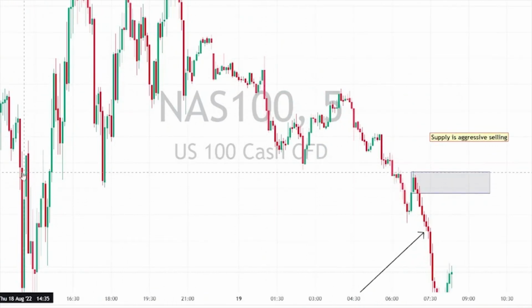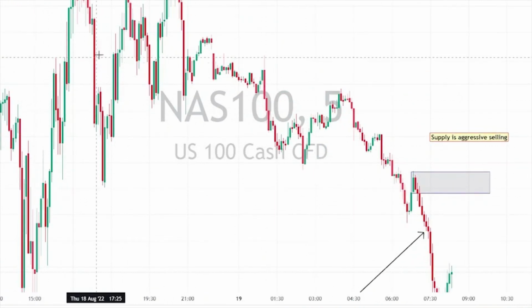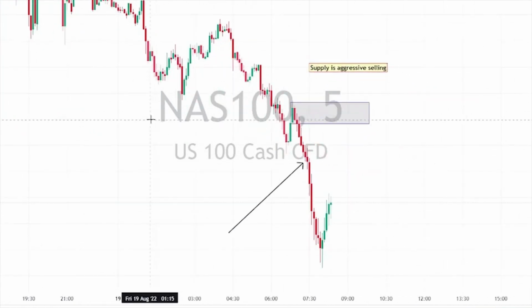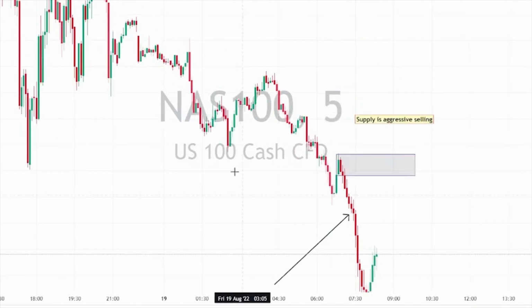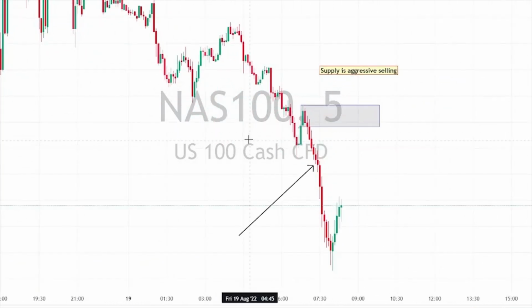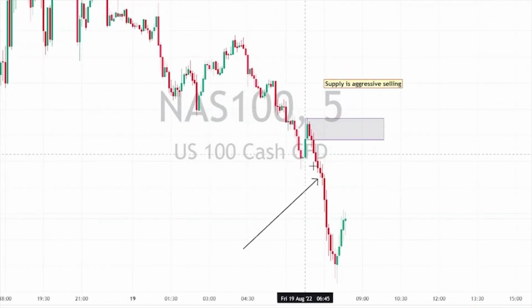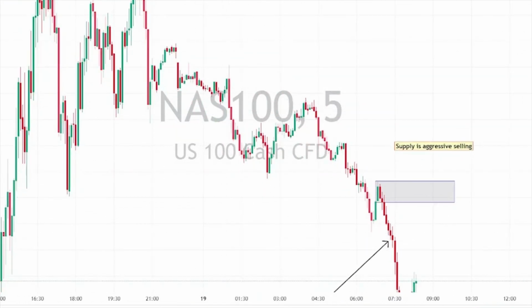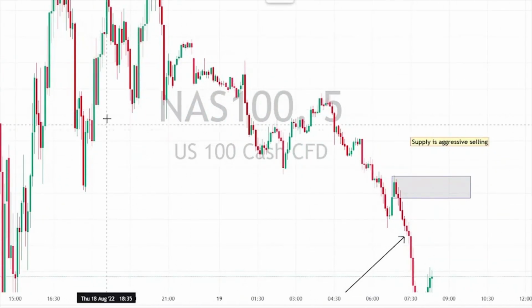Don't take supply setups in an uptrend. Take supply setups in a downtrend, in a clear downtrend. This is a clear downtrend because the market is breaking structures to the downside.